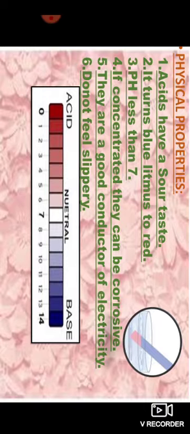Now the next property. If acids are concentrated, they can be corrosive, meaning they can damage our skin. Acids are also good conductors of electricity, as they contain ions when dissolved in water, which cause the passage of current. They do not feel slippery, like bases.